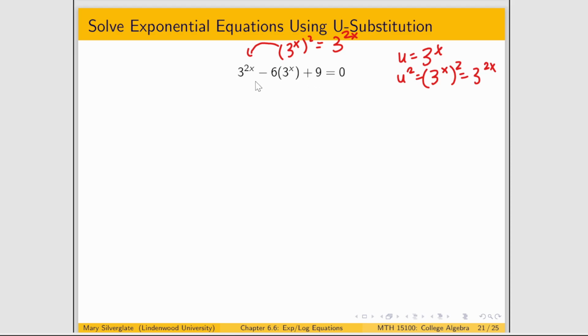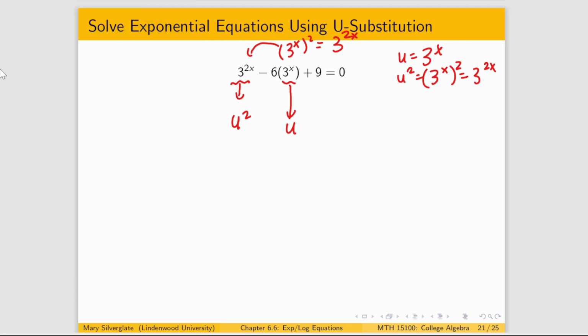So I can rewrite this problem in terms of u such that the first term is u squared, that middle term is u, and all those other terms stay as is. So I have minus 6 plus 9 equals 0. All I did was rewrite 3 to the 2x as 3 to the x squared, and I'm calling 3 to the x u, so that's u squared, and 3 to the x is rewritten as u. Then I can solve this equation in terms of u.